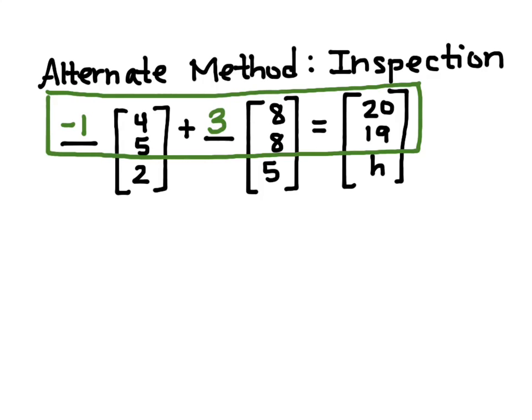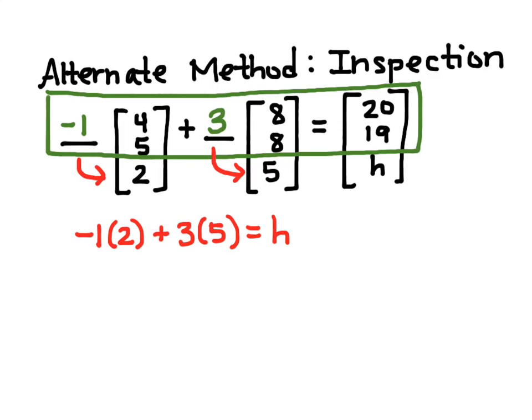So from there, what I'll do is figure out the h by applying those weights to the third row. So I'll do negative 1 times 2 plus 3 times 5 equals h. So that tells me negative 2 plus 15 equals h. So h equals 13, which is and should be the same solution as reducing the matrix.